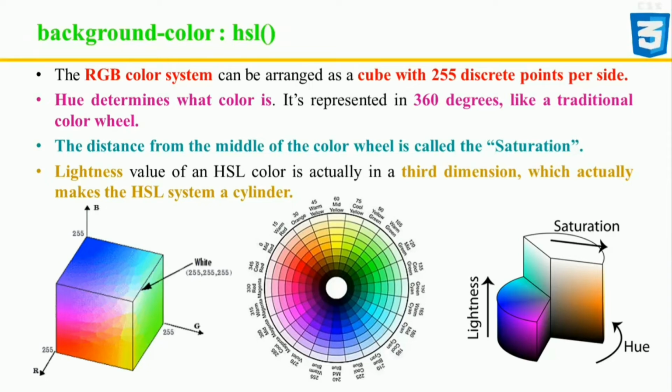The distance from the middle of the color wheel is called the saturation, or how much of the given hue is present. Looking closely at the color wheel, it is apparent that the color becomes brighter and more vivid as one travels from the center of the circle to the edge. The lightness value of an HSL color is in 3 dimensions, which actually makes the HSL system a cylinder. In the given diagram, the lightness of the color is a gradient between black and white, where the bottom of the cylinder is totally black and the top of the cylinder is totally white.